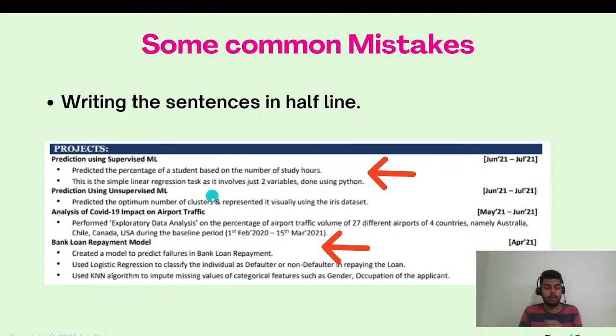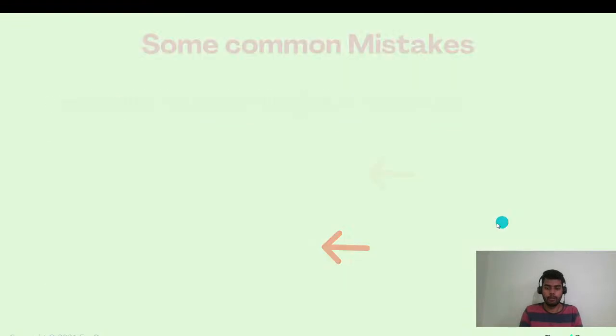Otherwise, your resume will not look good. This is just for the sake of simplicity, for the resume interviewer to understand this better. Just don't write prediction using ML, prediction using DL, reinforcement learning project, something like that will not work. Try to write the project in terms of the data set and the method that you have used. Don't write half-line sentences. That is the most terrible mistake you can make.